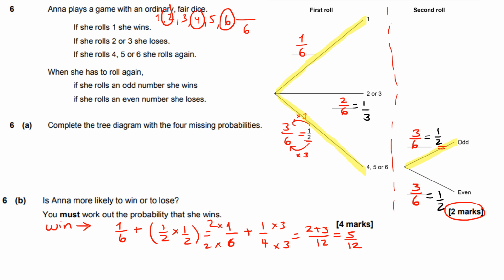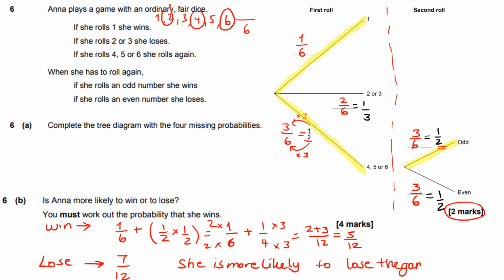Okay. Now, if she was to lose this game, remember probability adds up to 1. If 5 out of 12 is the possibility of her winning, then 7 out of 12 is going to be the possibility of her losing, because 5 out of 12 and 7 out of 12 adds to 1. So this would mean that she is more likely to lose the game. And that's how you can conclude this and get full marks from this question.